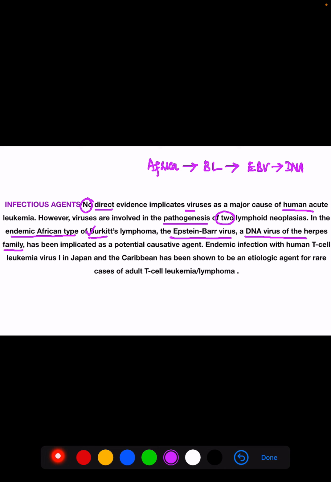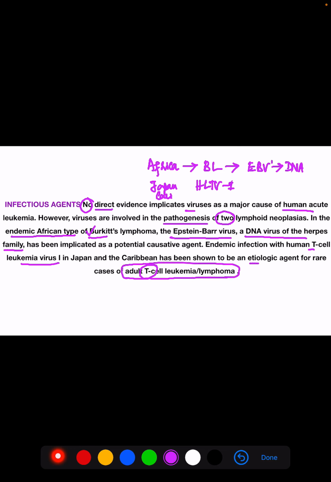And if we take HTLV1, the human T cell leukemia virus 1, where is this observed? Japan and the Caribbean. This has been an etiological agent for rare cases of adult T cell leukemia lymphoma.